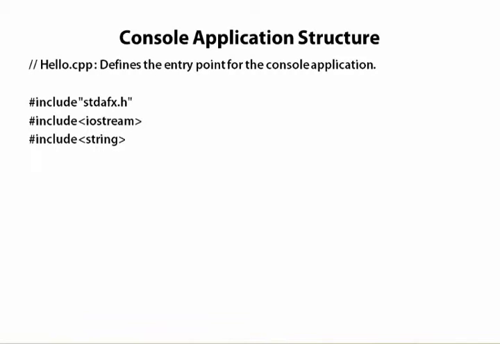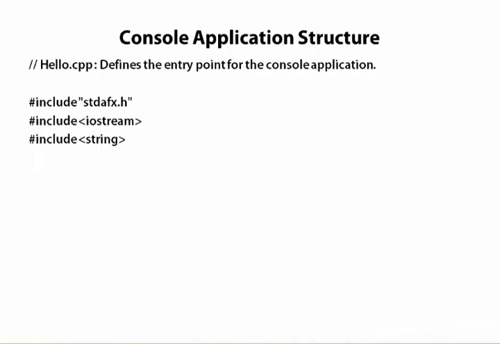The symbol at the beginning of these lines is pronounced differently by different people. You might hear hash, you might hear pound, you might hear number sign or just number. What I hear the most often is nothing at all. People will just read these lines as include standardafx.h, include iostream, include string. They don't even pronounce the symbol.